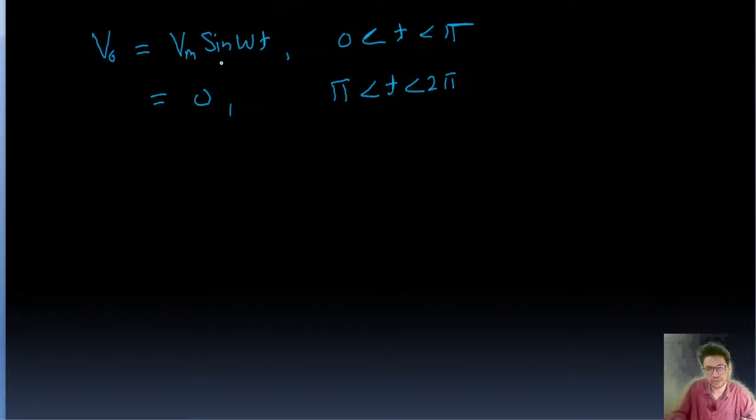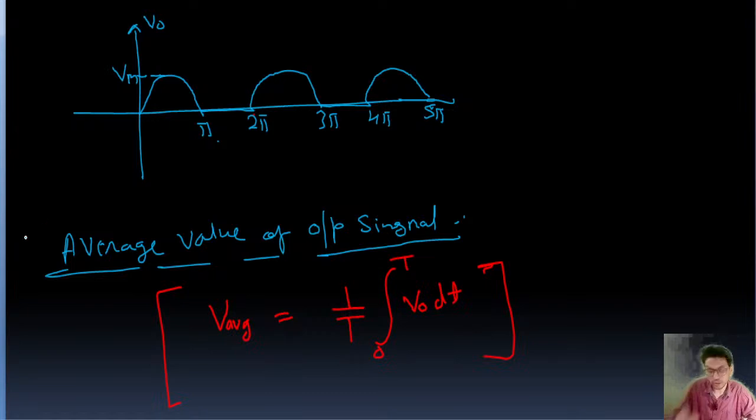We have defined this as Vm sine omega t, where t is between 0 to pi. If t is between pi to 2 pi, then this value is 0. This is the V naught. So now we'll find V average. V average is going to be 1 upon T, by this formula. So 1 upon T is 2 pi, right?